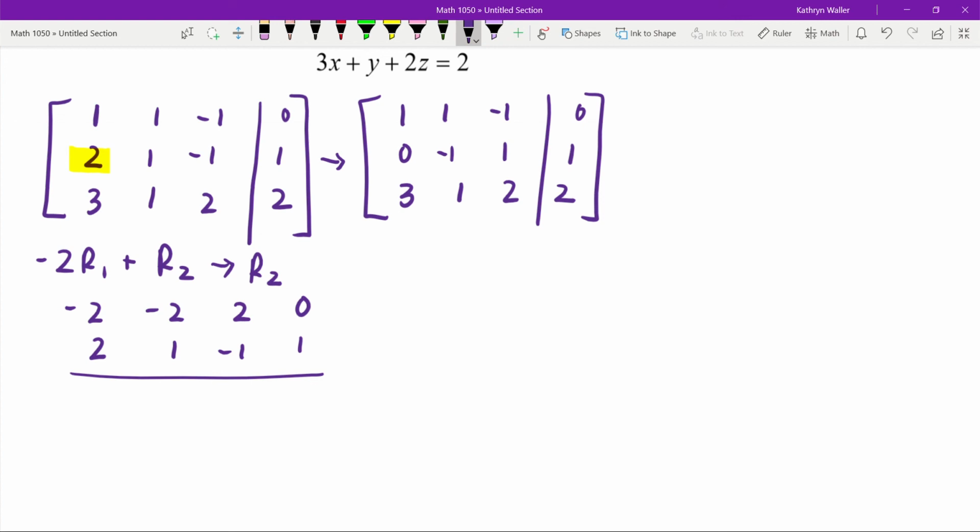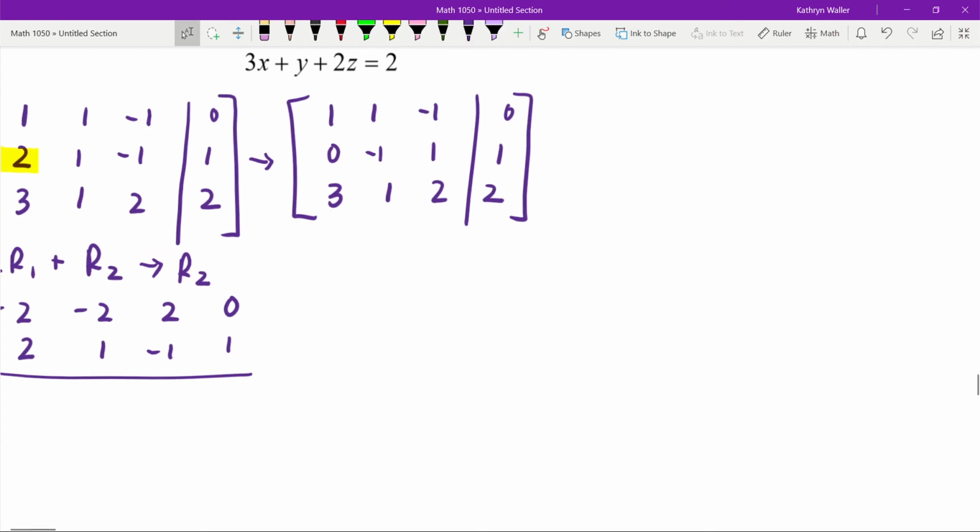Watch me for mistakes. If I make a mistake, raise your hand and correct me, okay? Okay, the next thing I need is a 0 here. Use the 1. Turn it into a negative 3. So go negative 3 times row 1, added to row 3 becomes my new row 3.